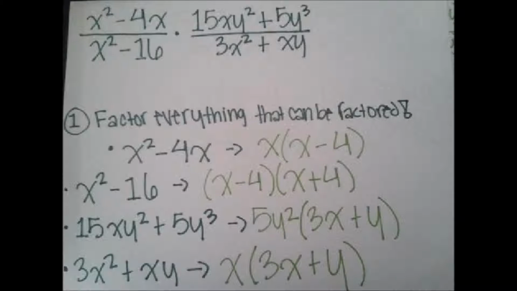So once factored, x squared minus 4x becomes x times x minus 4. And x squared minus 16 becomes x minus 4 times x plus 4. That one's difference of squares. And 15xy squared plus 5y cubed becomes 5y squared, and in parentheses, 3x plus y. 3x squared plus xy becomes x, and in parentheses, 3x plus y.